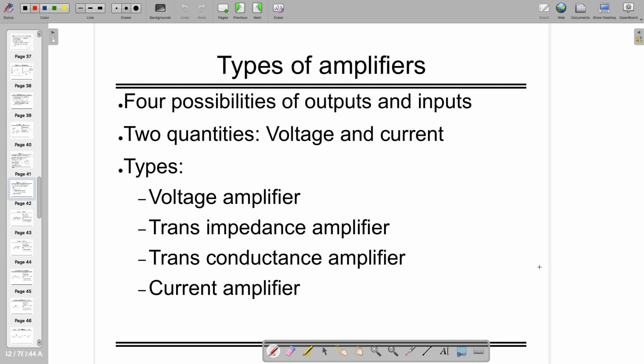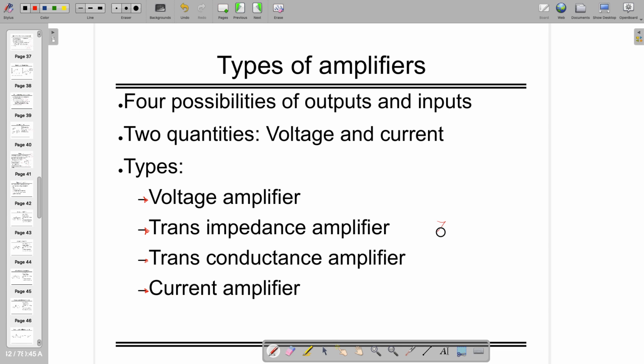Okay, so let's move further to different types of amplifiers. So you might have 4 possibilities of output and input, and we have 2 quantities, voltage and current. We are not dealing with any other derived quantity, but we are talking about the fundamental 2 quantities, which are voltage and current. So if that is the case, you might have 4 kinds of amplifier. One is known as voltage amplifier, one is known as current amplifier. There are 2 new kinds of amplifier which are known as transimpedance and transconductance amplifier.